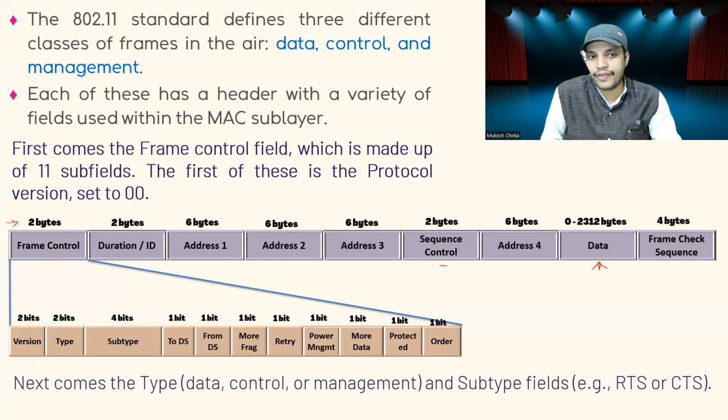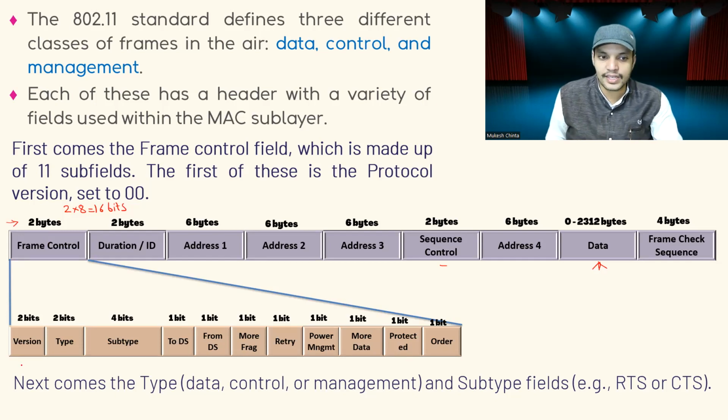The frame control field is 2 bytes in length. 2 bytes means 2 into 8 bits, which gives us 16 bits. So in this frame control field, we have many subfields. You see the version is 2 bits, type is 2 bits, subtype is 4 bits. If you add all these together, you should get the final length of 16 bits. Check it out: 2 plus 2, 4, 8, 9, 10, 11, 12, 13, 14, 15, and 16. So your frame control field, which is 2 bytes, contains all these subfields.